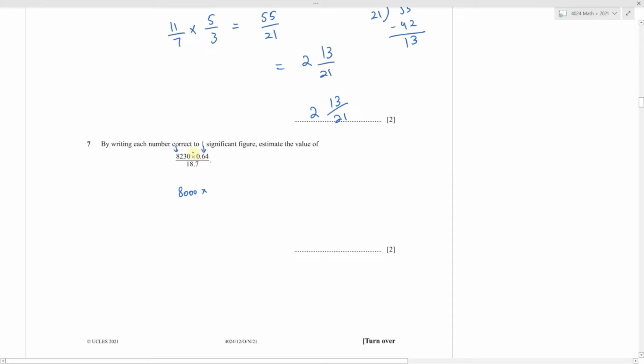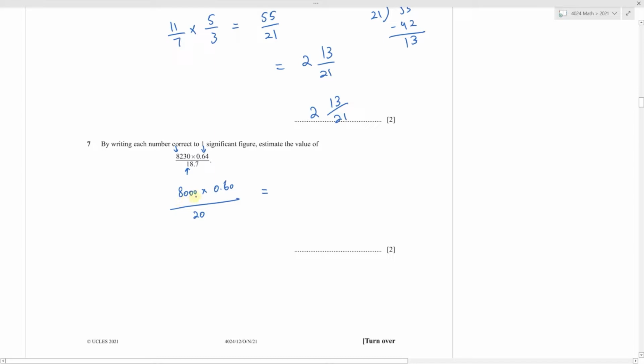If you're coming from the left hand, you look from left to right, and the first non-zero number is your first significant figure. So this is 4. Again, less than 5. So this will become 0.60. 1 is your first significant figure. Next number is 8, so this will be rounded up to 20.